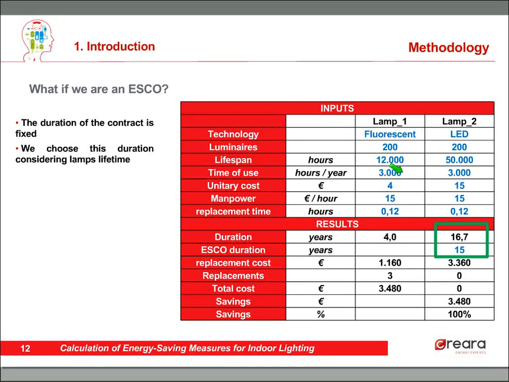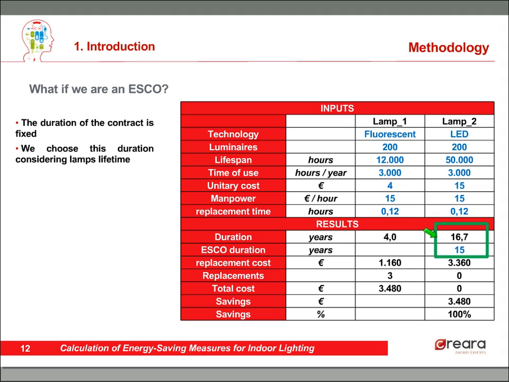Okay, but what if we are an ESCO? If we're an ESCO and the time of the contract is set, the scenario is really different, because we usually choose this duration considering the lamps' lifetime. We have the same inputs, but the results are really different. We have 4 years the duration of the fluorescent and 16.7 years the duration of LEDs. But we choose a duration of the ESCO contract of 15 years.